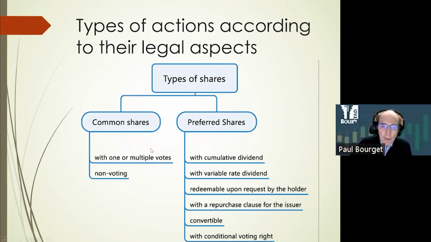Could be convertible in common shares. And it could come with a conditional voting right, for example, if the dividend has been suspended for a certain number of quarters.